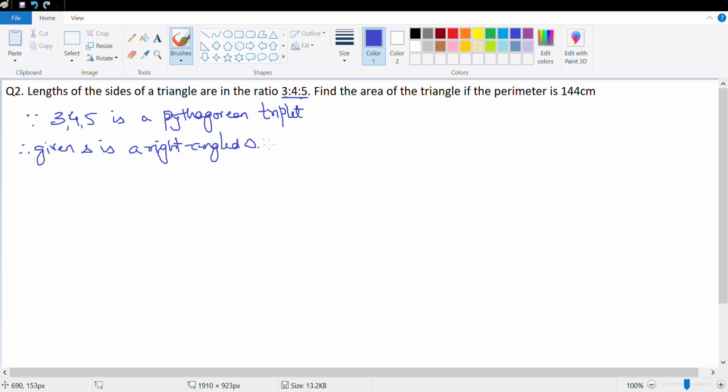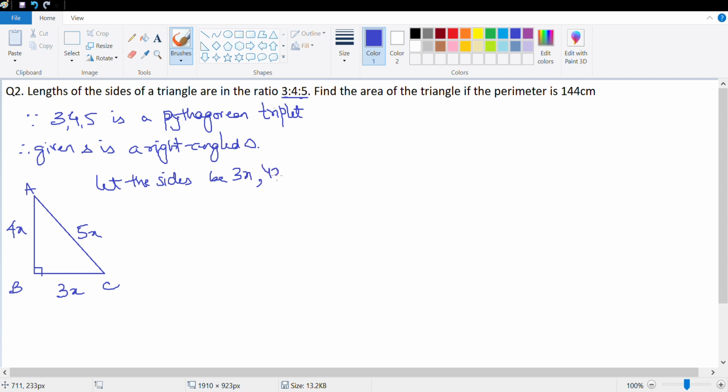triangle. Let's draw a rough diagram and see what we are looking at. Perfect. So this is my rough diagram. This is A, B and C. Let BC be 3x, this be 4x and this be 5x. So let the sides be 3x, 4x and 5x. This is the ratio. This is not the exact unit, right?